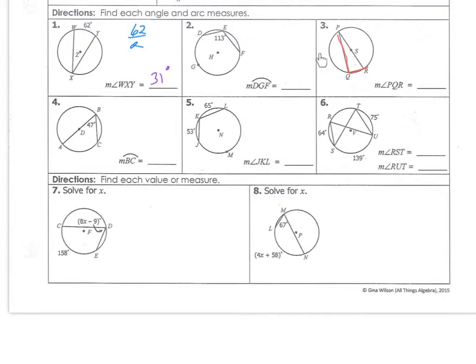So if this is my inscribed angle here, isn't PR the intercepted arc? What kind of arc is that? A semicircle, so it is. It's 180 degrees. What happens when an inscribed angle intercepts a diameter or a semicircle? Yeah, we get this right angle right here. So that means the measure of angle PQR is 90 degrees.